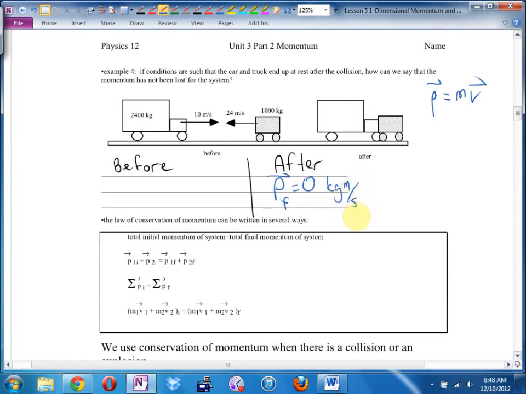You know what that means? What must my momentum have been before the collision? Too slow. What must my momentum have been before the collision? Has to have been 0. Wait a minute, Mr. Dewick, how can that be? Let's see if we can prove it. So before the collision, we have momentum of the truck plus momentum of the car.